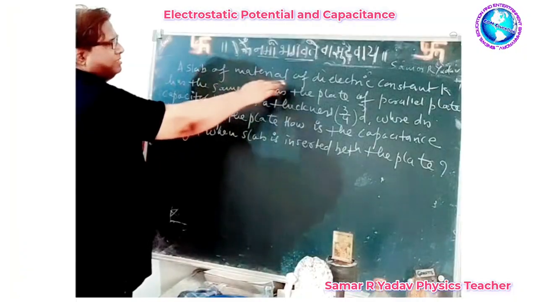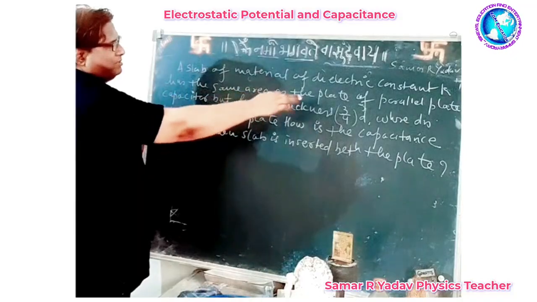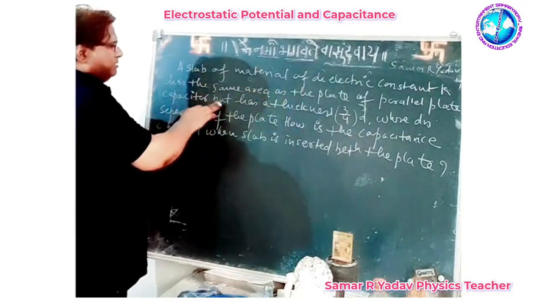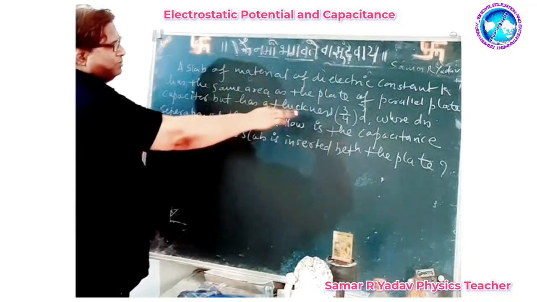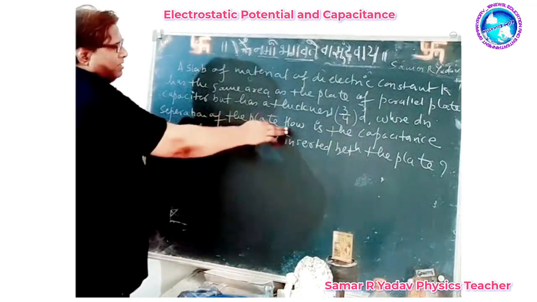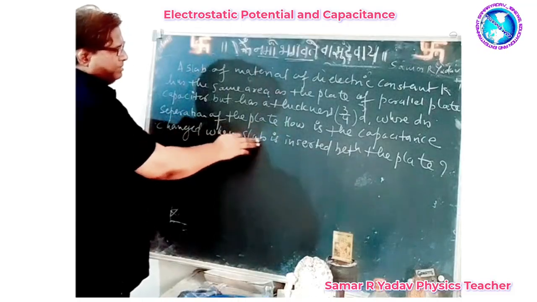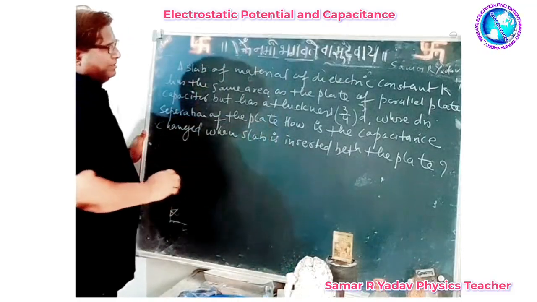A slab of material of dielectric constant K has the same area as the plate of the parallel plate capacitor, but has thickness 3/4 d, where d is the separation between the plates. How does the capacitance change when the slab is inserted between the plates?